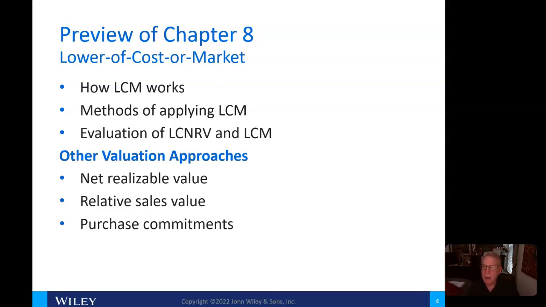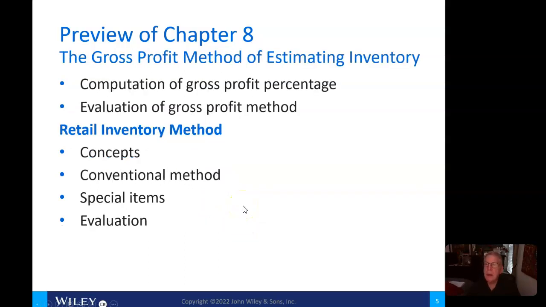Okay, there's other valuation approaches. Here we'll look at net realizable value, relative sales value, and purchase commitments. We also are going to look at the gross profit method of estimating inventory. Here we'll compute gross profit percentage and evaluate what the gross profit method means.